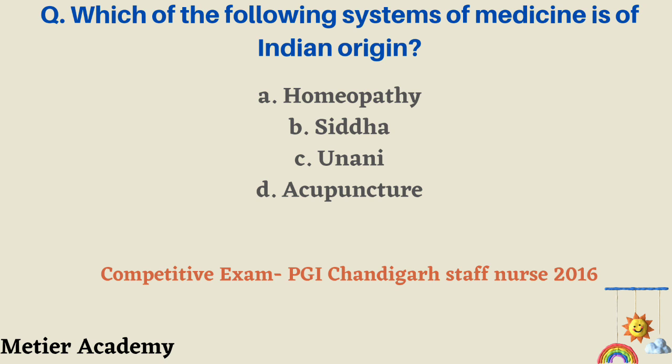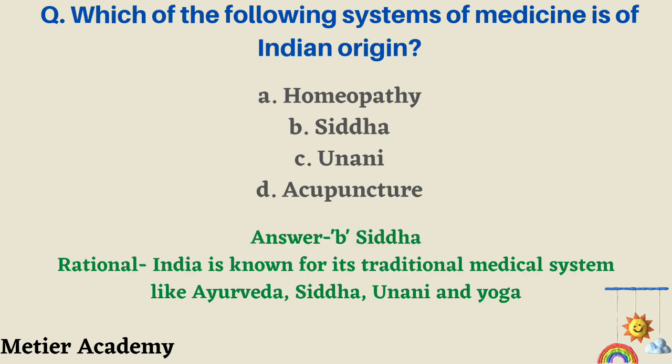The next question is, which of the following system of medicine is of Indian origin? The options are Homeopathy, Siddha, Unani, Acupuncture. This question was asked in PGI Chandigarh Staff Nurse Exam 2016, and here the correct answer is option B. The rationale is India is known for its traditional medical system, that is Ayurveda, Siddha, Unani and Yoga.